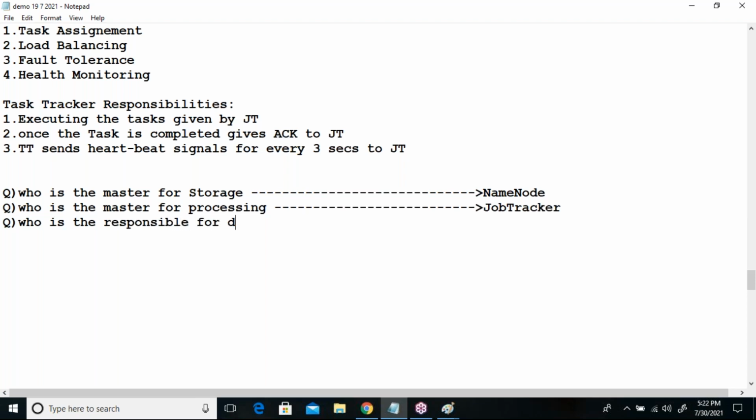Who is responsible for dividing a file into blocks? Job tracker? Task tracker? Name node. Dividing a file into blocks and storing across the slave machines: is that storage related or task related? How can job tracker store the blocks? Whenever you see a question, first check whether it is processing related or storage related. If it is storage related, the storage components will take care. If it is processing or task related, the processing components will take care. Who is responsible for dividing a file into blocks? Name node.